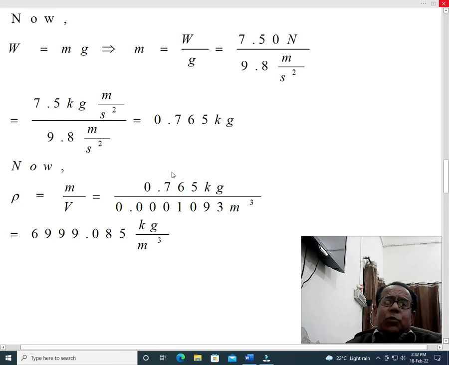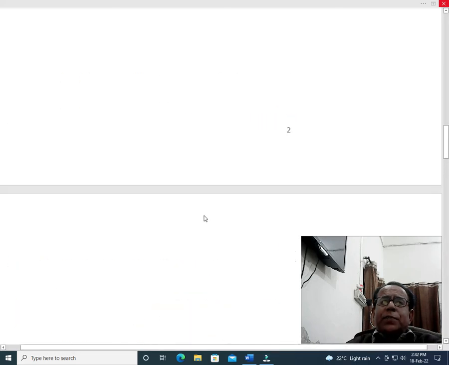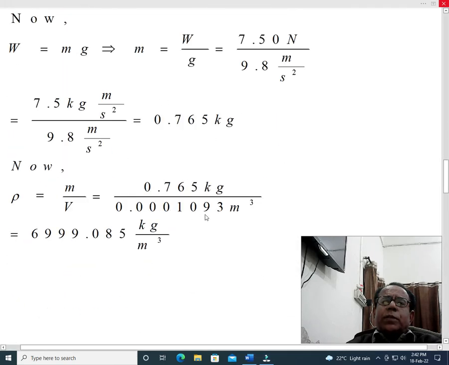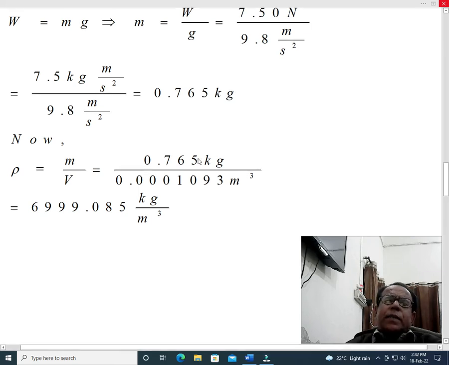So in place of mass we have used this value, and in place of volume we have placed this value, which we have calculated here, 0.000193. By simplifying this expression we get rho, that is density. Density becomes equal to 6999.085 kilogram per meter cube. We can approximately round it as 7,000, but there is no need for rounding it, it is quite okay.